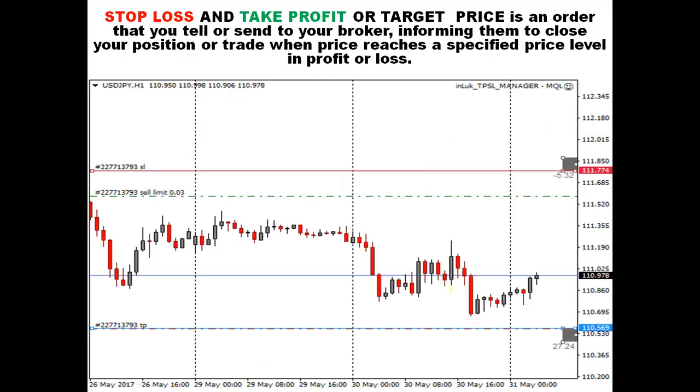Another thing we need to talk about, most importantly, is stop loss and take profit. Stop loss is actually a limitation you place on your trade. It's a kind of risk management technique. Stop loss is the amount of pips you are risking on a particular trade, while your take profit is your target for that trade. So of course, as you know, when we trade, we risk small to win big.